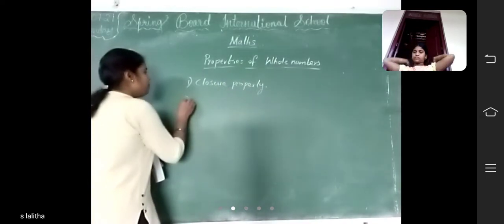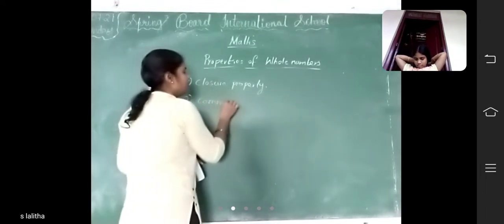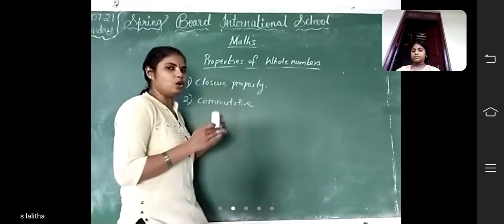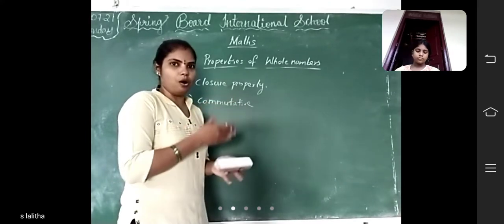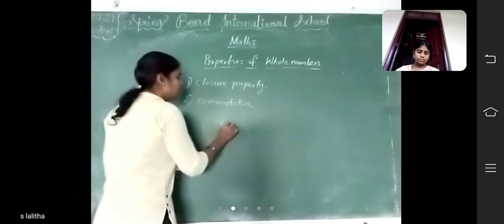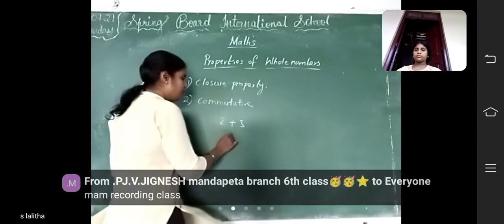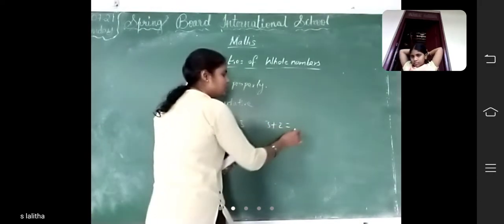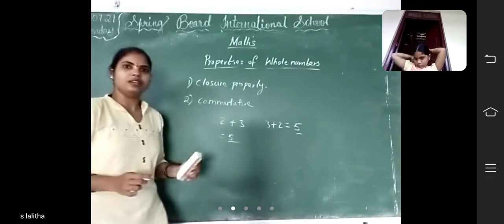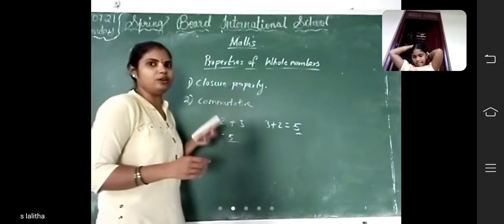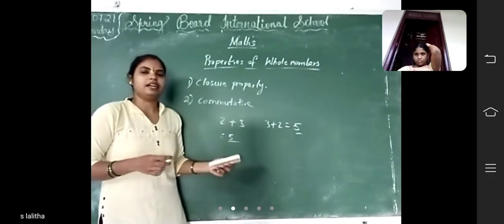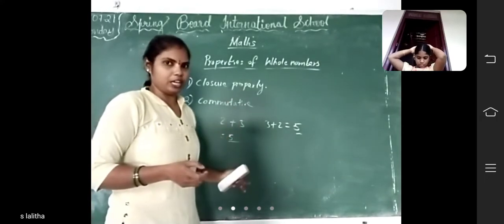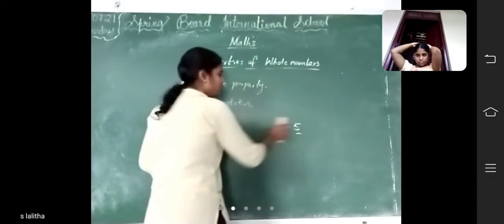And next, second property is commutative property. What is called commutative? If you take any two whole numbers and you reverse the order, you will get the same answer. That means 2 plus 3. How much? 5. Again you have to reverse this order. 3 plus 2. How much? 5. Both are getting same answer or not? Yes, that is the commutative property. Commutative property is satisfied under addition and multiplication only. It is not satisfied under subtraction and division.